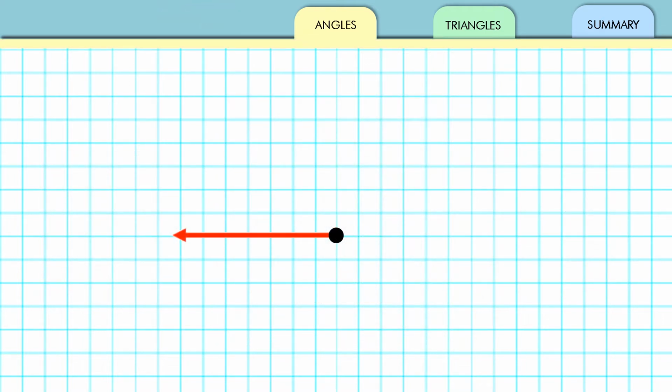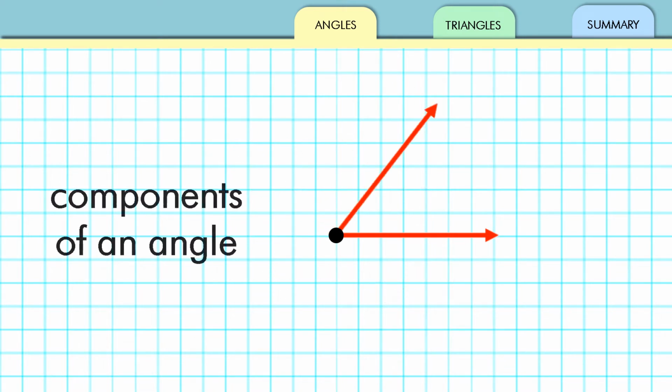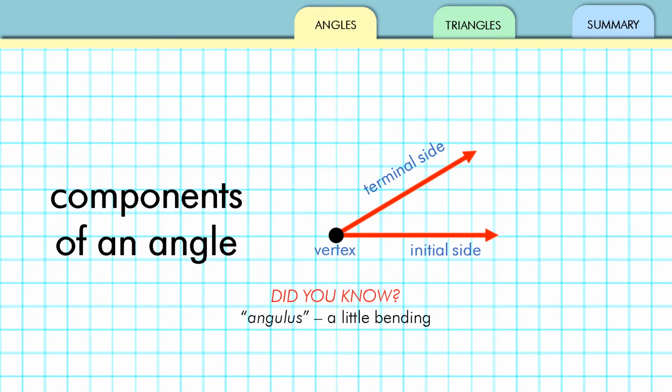Next up after lines are angles. Angles can be defined as the figure formed by two rays meeting at the common endpoint. It has three components, namely the vertex, the initial side, and the terminal side. Just a side note, did you know that the word angle has been derived from the Latin word angulus, meaning a little bending?